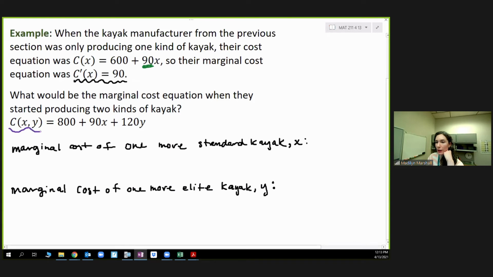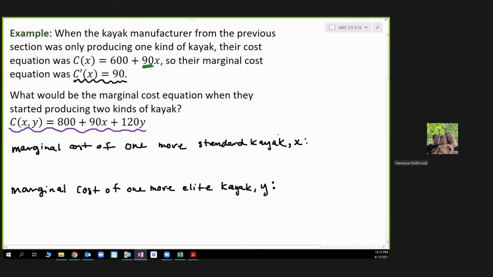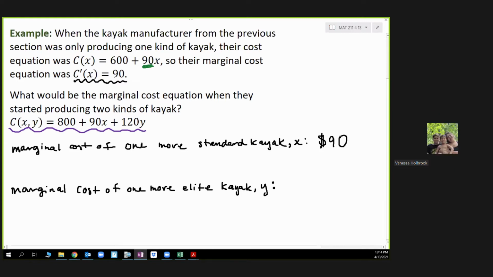So if this is our cost equation, if we make one more standard kayak, which really just means we're increasing x by 1, how much would that increase the total cost? By 90. Exactly. And if we were to make one more elite kayak, how much would that increase the total cost? 120. Exactly.